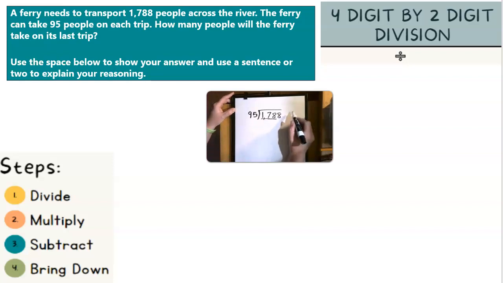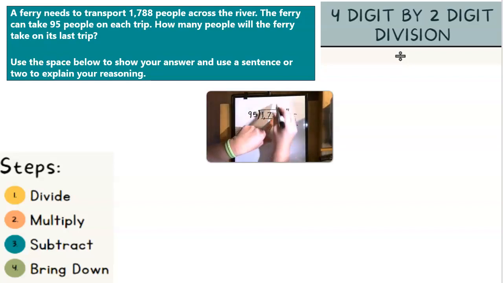Not quite sure, but I'm going to take my 95 and do a little multiplication problem over here to the side. 2 times 5 is 10. 2 times 9 is 18 plus 1. 190. Nope, that's too much. But I might need this, so I'm gonna leave this multiplication here in case I need to use that later. So 95 can only go into 178 one time.